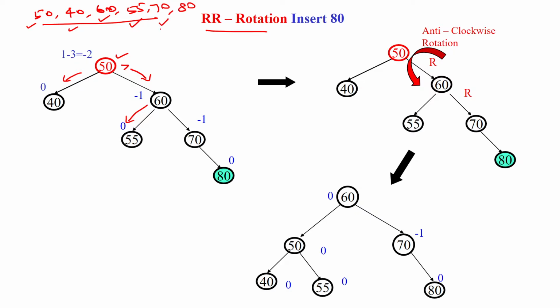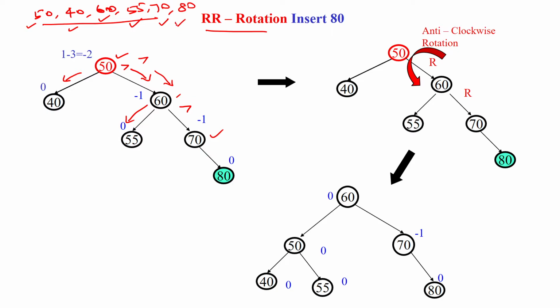Then we are adding the 70. 70 is greater than the 50, so it is going to the right subtree. Then we are checking with 60. The 70 is greater than the 60, so we are adding it as a right child. Here the 60 earlier did not have that child, so we are adding the 70 as a right child.